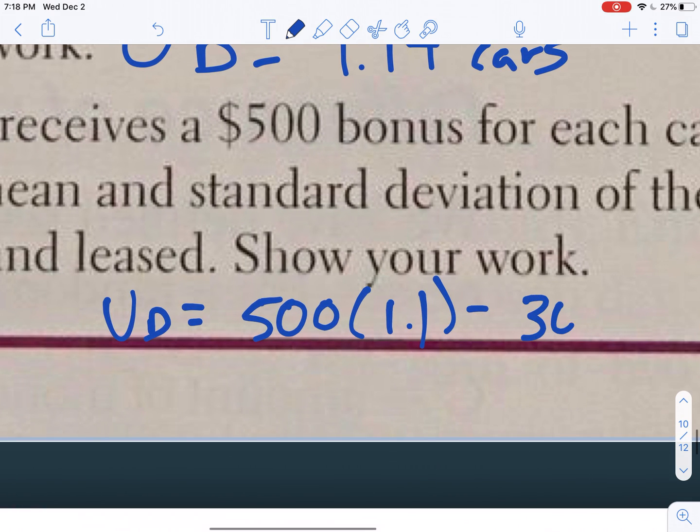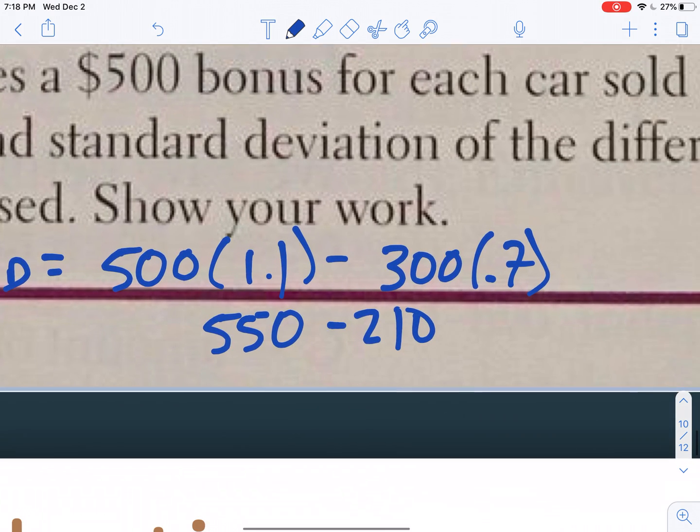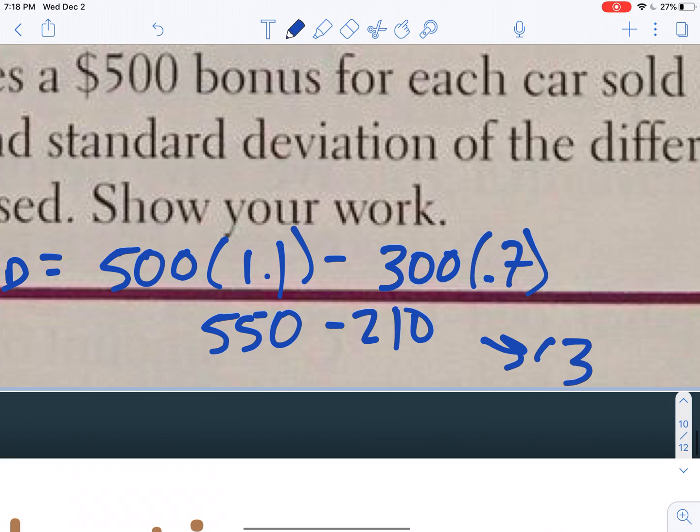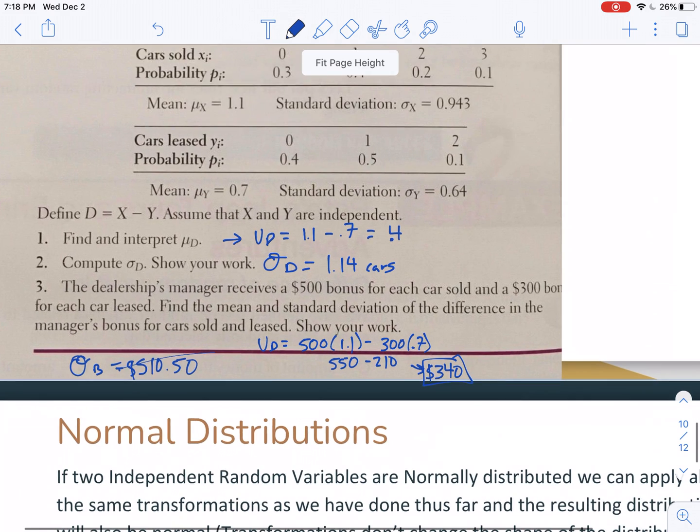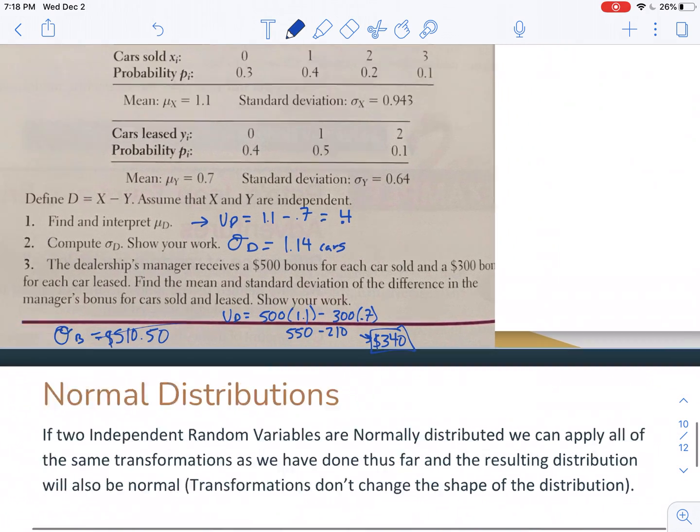For the mean difference, what I would do here is I would say 500 times 1.1 minus 300 times 0.7. So I've got 550 minus 210. So this is $340. So the mean difference is $340. The manager is typically making $340 more off selling cars than he is off leasing cars. On an average Friday, that's how much he should expect to make more from selling those cars. But that does vary by $510.50. That's the typical distance from the mean.